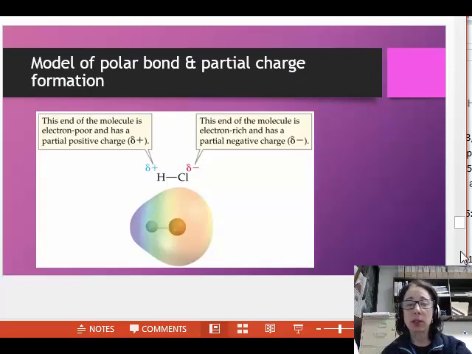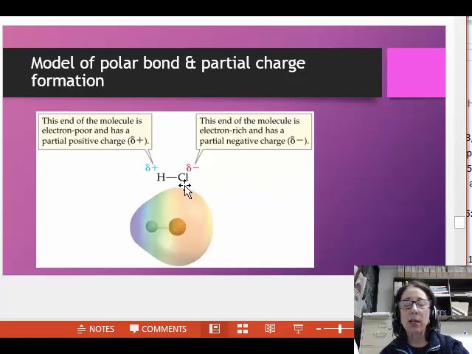The graphic on this slide shows a model of the unequal sharing of electrons in the bond between hydrogen and chlorine. There is a single bond between the two nuclei, but the nucleus of chlorine is able to exert a much greater attractive force on the bonding electrons than hydrogen is. We represent this unequal sharing in different ways.